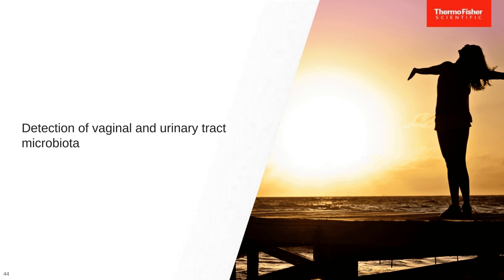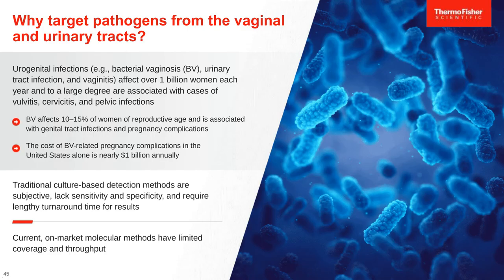And so, specifically looking at detection of vaginal and urinary tract microbiota, the first question is why would you want to look into this area? Why is this important for research? And just some interesting facts. Urogenital infections affect greater than 1 billion women each year. And of these infections, some are associated with additional types of infections like cervicitis and pelvic infections. And if you're looking more specifically at bacterial vaginosis, it affects 10 to 15% of women of reproductive age.